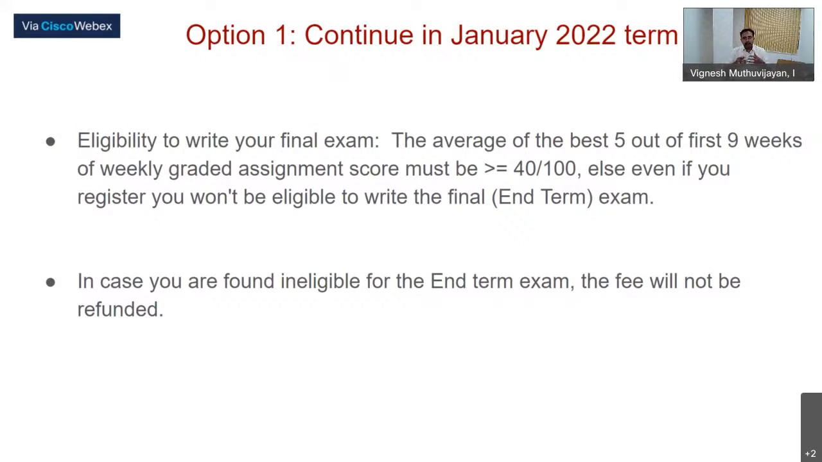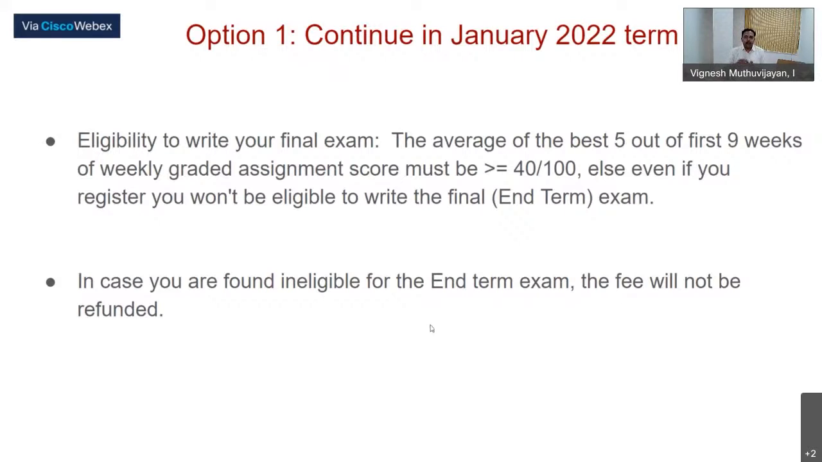If you are continuing with this January term, you also have to earn your eligibility to appear for the final exam. Just like how we looked at the best 3 out of 4 assignments for eligibility to the qualifier, here we have the average of the best 5 out of the first 9 weeks of weekly graded assignments. And here you should have scored at least 40% so that you become eligible to appear for the end term exam. This eligibility is earned by submitting these graded assignments and scoring at least 40% in them.